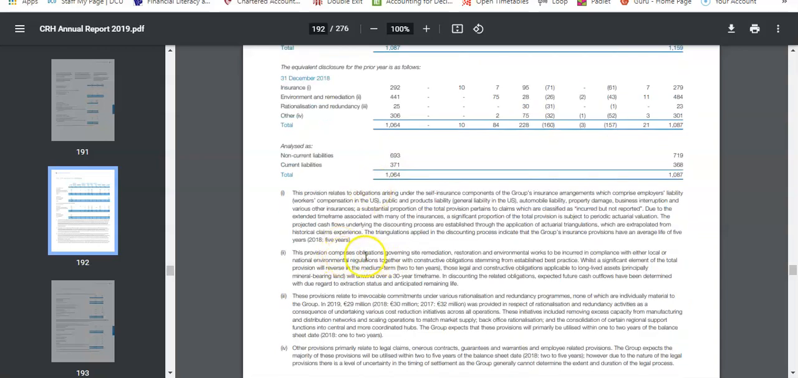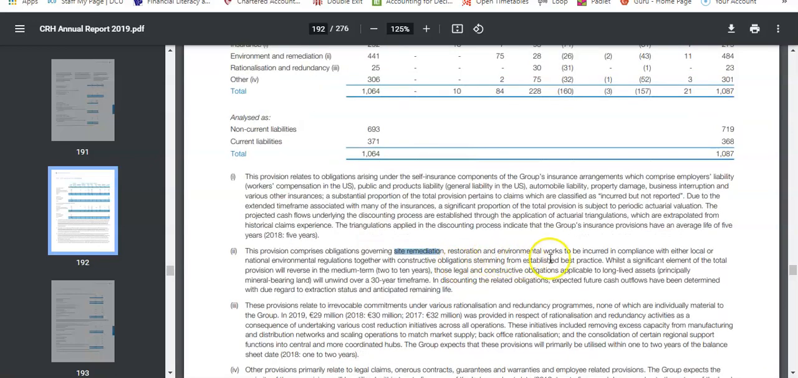This combines obligations governing site remediation, restoration, and environmental works in compliance with local and environmental regulations. So constructive obligations stemming from past practice. So it's legal, but also constructive obligations. A significant element of the provision will reverse in the medium term.